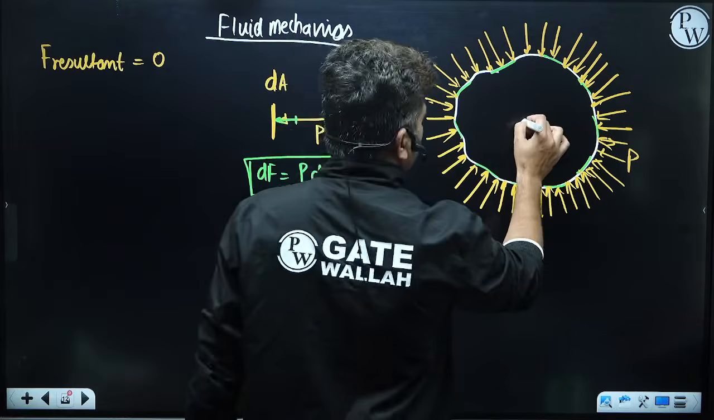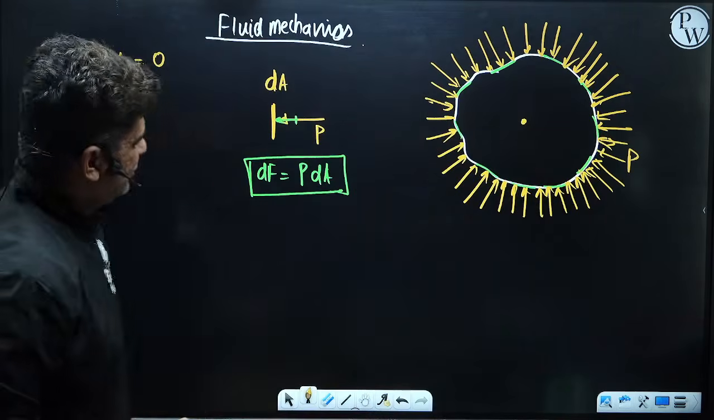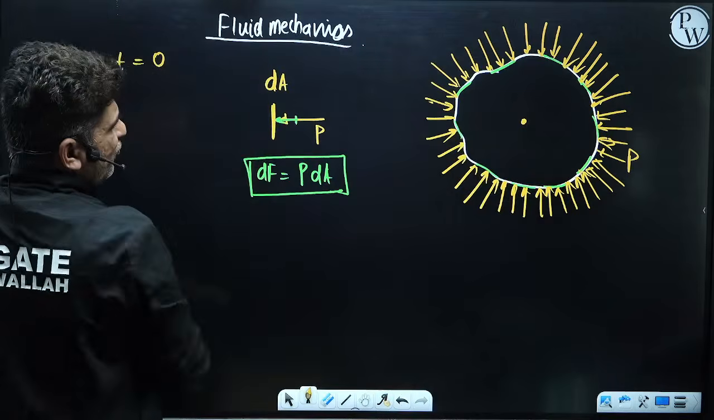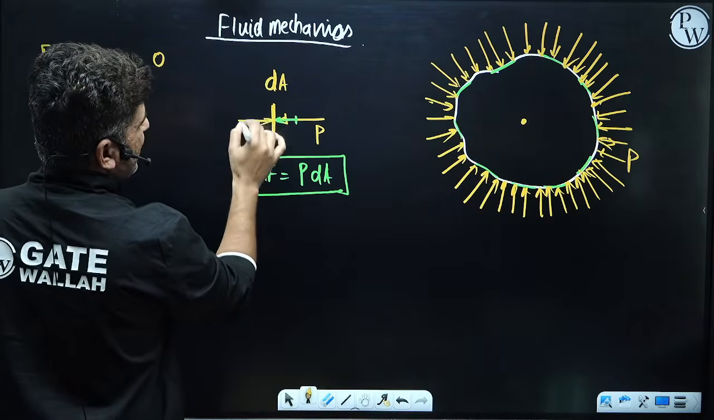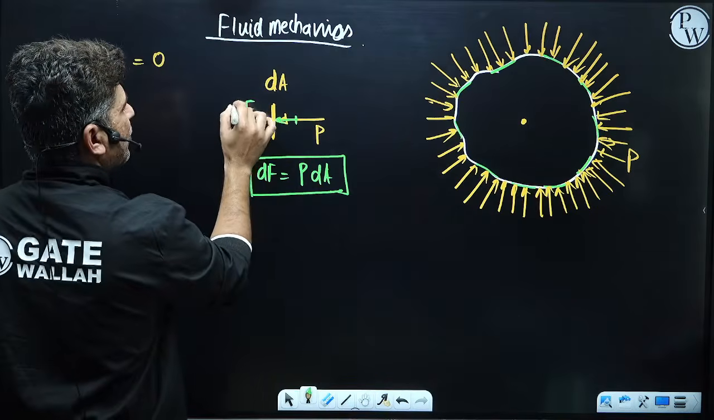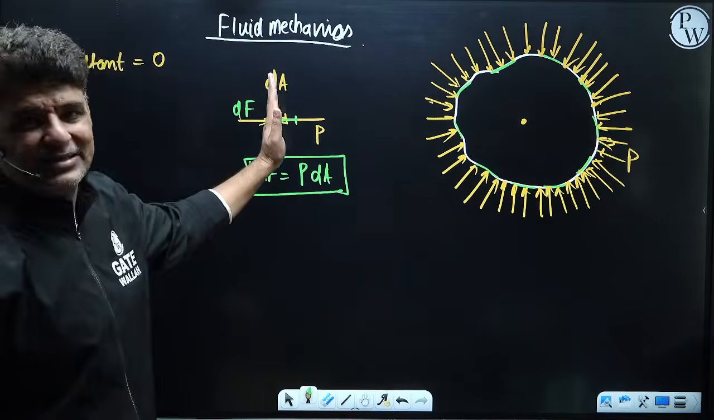Why? Because there is this area. If there is a force acting on this, it will move in this direction. But if there is an equal and opposite force that is acting in this direction also, then this object will remain stationary.